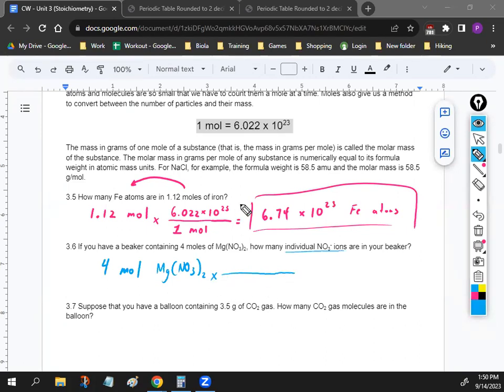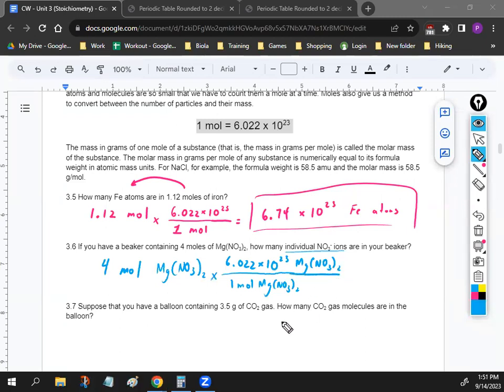Let's start with 1 mole. If you have 1 mole of Mg(NO3)2, same conversion rate, that means you have 6.022 times 10 to the 23rd Mg(NO3)2, and this is more like molecules. Okay, so far so good? Does this make sense?